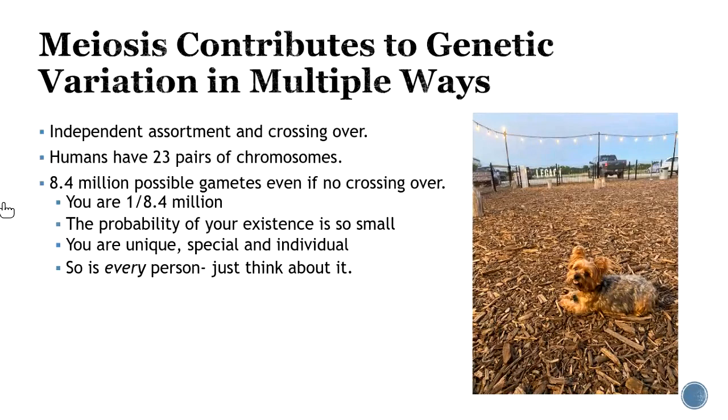So you have, you know, 8.4 million possible combinations, even if there's no crossing over. So the combination that made you is 1 in 8.4 million. So it's quite fascinating, even though when you think about you have siblings, how similar you might look and everything. So it's a unique combination to make you.